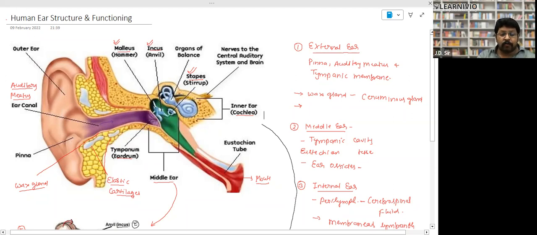Now from here onward, there is the middle ear. This middle ear is made up of three kinds of bones, right? Malleus, incus, and stapes. Stapes is the smallest bone, right? These are all called ear ossicles. Let me tell you the middle ear structure more clearly.